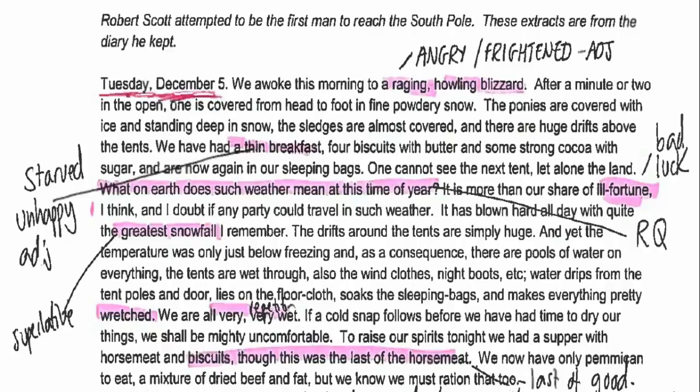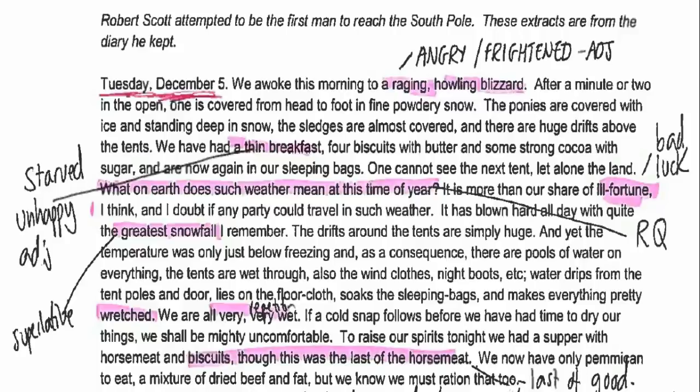So here's my annotation. We've talked about raging, howling blizzard. We've talked about thin breakfast. We've talked about ill fortune. However, we could say the writer purposely uses a rhetorical question: what on earth does such weather mean at this time of year? So what on earth almost suggests he's bewildered. He can't believe what has happened.